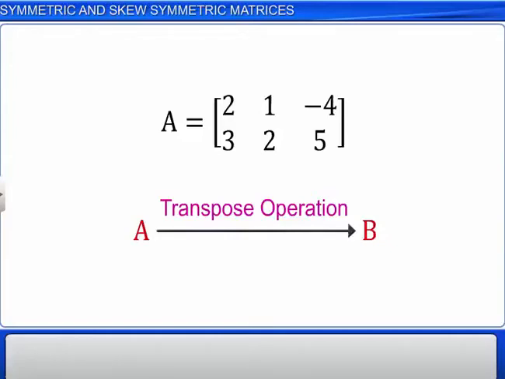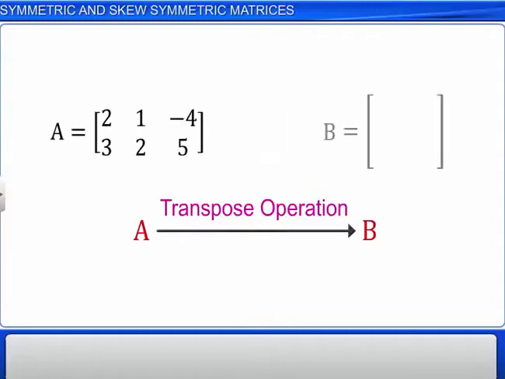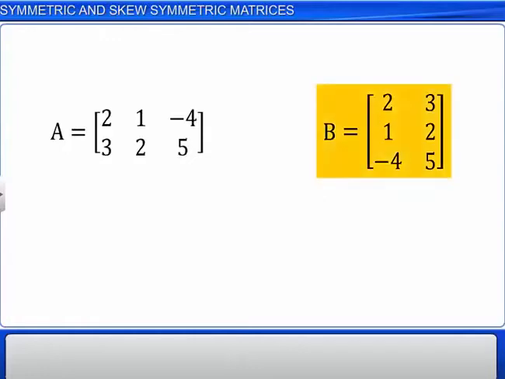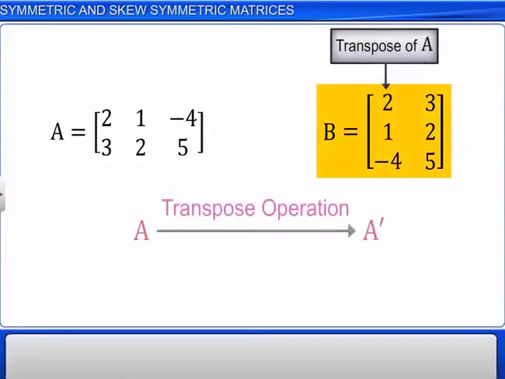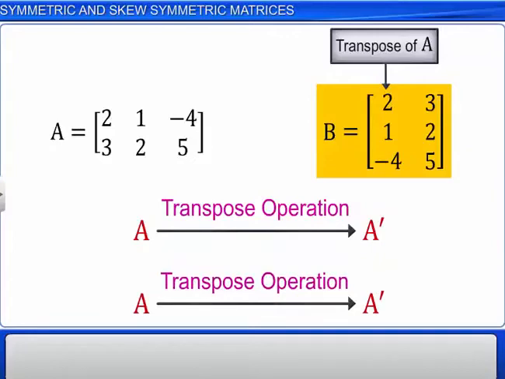The first row of matrix A becomes the first column of the matrix B. Similarly, the second row of A becomes the second column of B. Now, the completed matrix is the transpose of A. The transpose of a matrix A is denoted as shown. An alternate representation of the matrix is written as A superscript T, where T denotes the transpose.